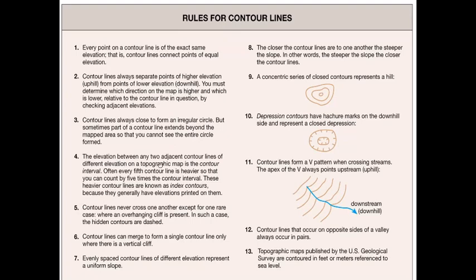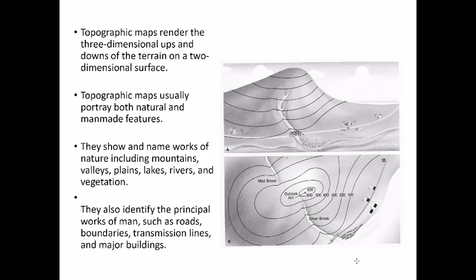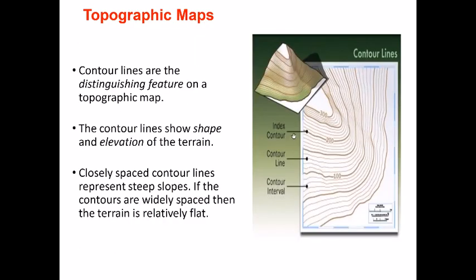The elevation between any two adjacent contour lines of different elevation on a topographic map is the contour interval. So, something that we discussed before: what contour interval is. Often every fifth contour line is heavier, so that you can count by 5 times the contour interval. Like we discussed, we have index contours on which you can write down what the elevation is, and then you can count what should be the elevation for the other lines until you reach the next index contour.